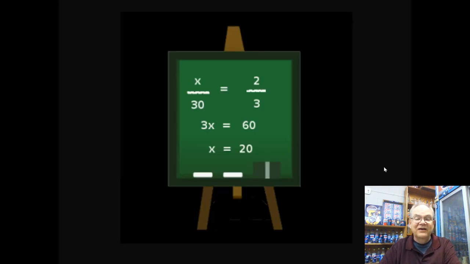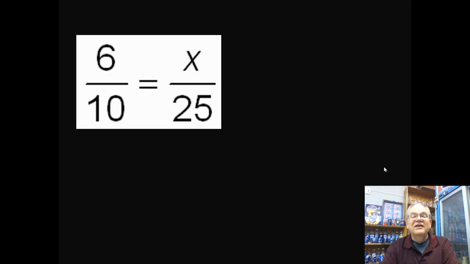Here's another problem that's basically the exact same thing. 3 times x equals 30 times 2. And when you get done, the answer's got to be 20. Now, most of the time, if I was looking at a problem like this myself, I would not bother writing out the equation 10x equals 6 times 25.